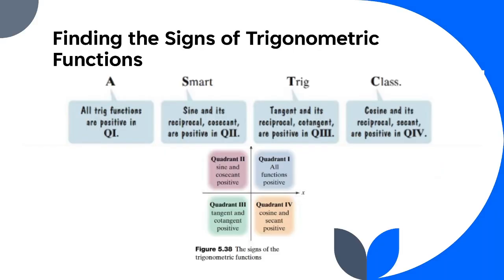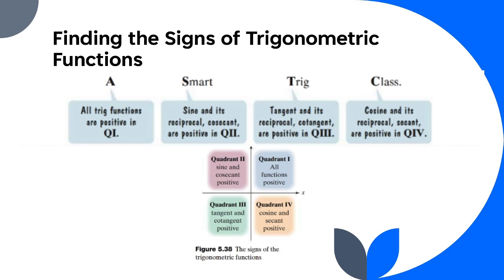Just like I did before, I like to use the "All Students Take Calculus" trick, or smart trig class. All trig functions are positive in Q1, for A. Sine and its reciprocal cosecant are positive in quadrant 2. Tangent and its reciprocal cotangent are positive in Q3, and cosine and its reciprocal secant are positive in Q4.